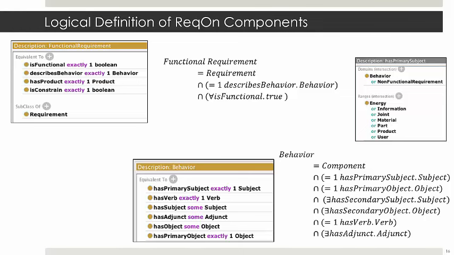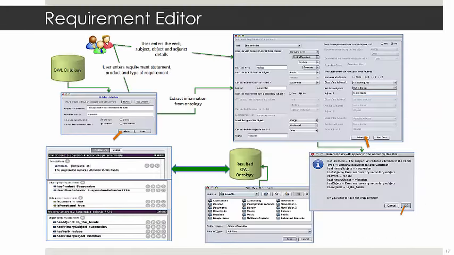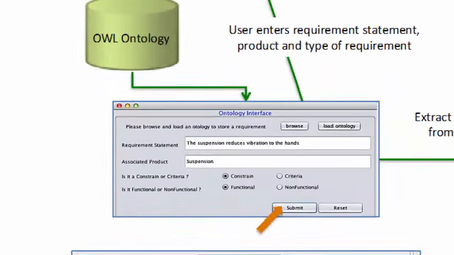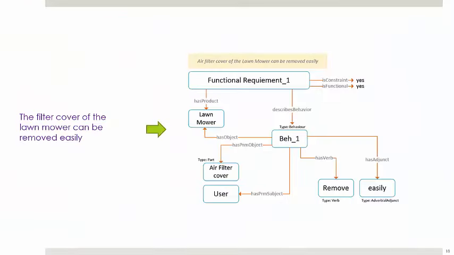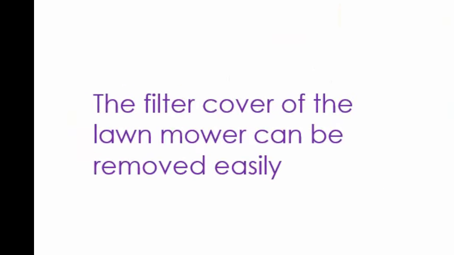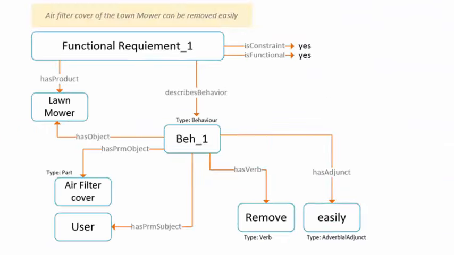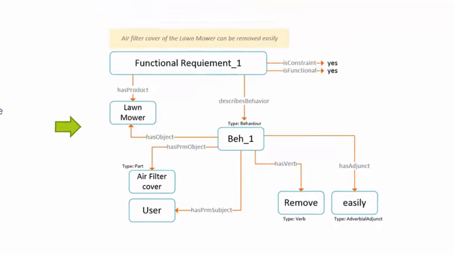Also, logical constraints and axioms are included in the ontology to ensure semantic consistency and validity of the requirement statements. Users can create the requirement instances using a requirement editor. In this way, a requirement statement written in natural language can be translated into a conceptual graph.